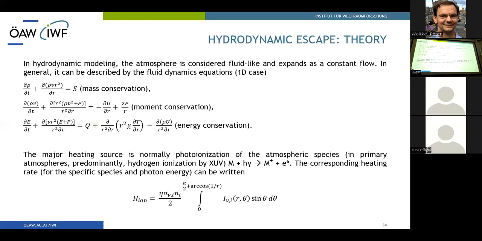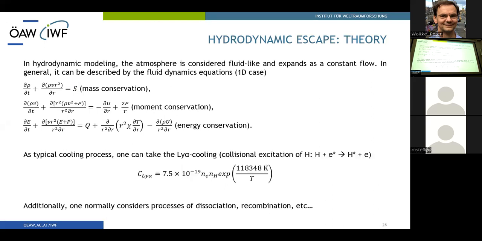Sigma is the absorption cross-section, which essentially defines at which depths the photons of the specific energy are going to be absorbed. And parameter eta is a so-called heating efficiency parameter, which accounts for the fact that essentially not all excess energy produced in photoionization reactions is going to be spent on heating. Part of it will also be spent on secondary ionization, for example. As a typical cooling process, we can consider here the Lyman alpha cooling, for example, where the cooling rate is typically given by the specific reaction cross-section and the densities of the participating species.